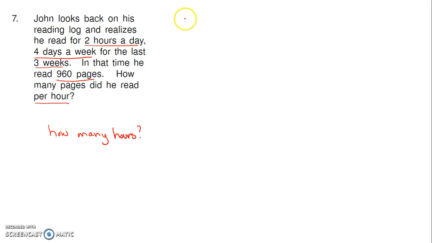So what you would do is how many hours per day times how many days per week times how many weeks. So that's how many hours every day times the 4 days he's reading per week times the 3 weeks he reads. 2 times 4 is 8 times 3. 8 times 3 is 24. So he must have read a total of 24 hours. He read 960 pages in those 24 hours.